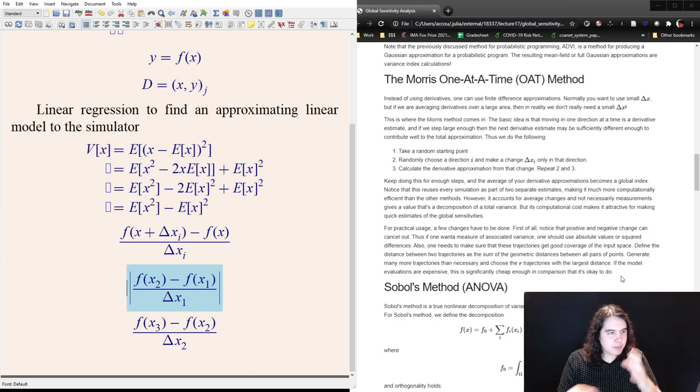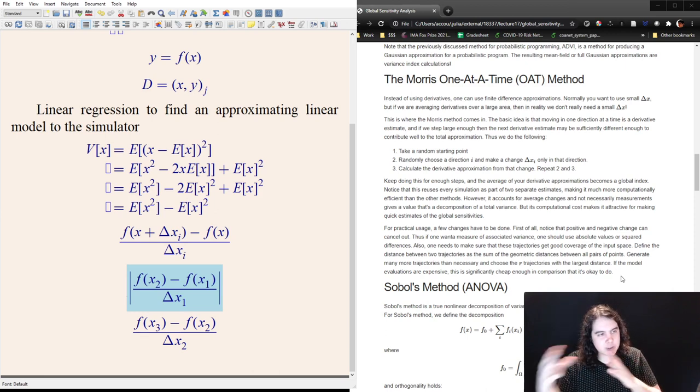So the Morris one-at-a-time method is really nice because it's really straightforward. You can implement it by hand in 15 to 20 minutes, but it doesn't have a rigorous probability basis. It also doesn't tell you about interaction coefficients, right? It doesn't tell you about things like how changes in x1 and x2 together cause overall changes.